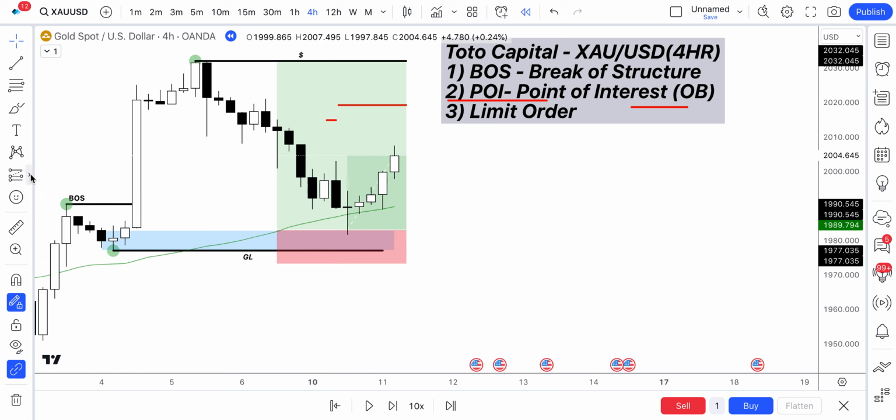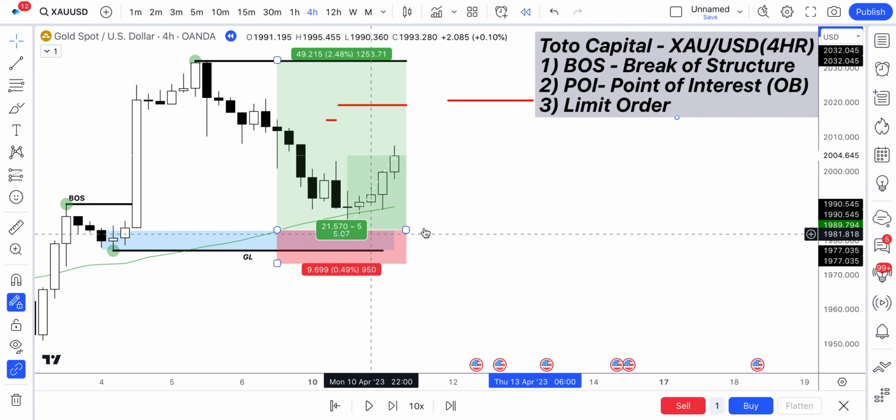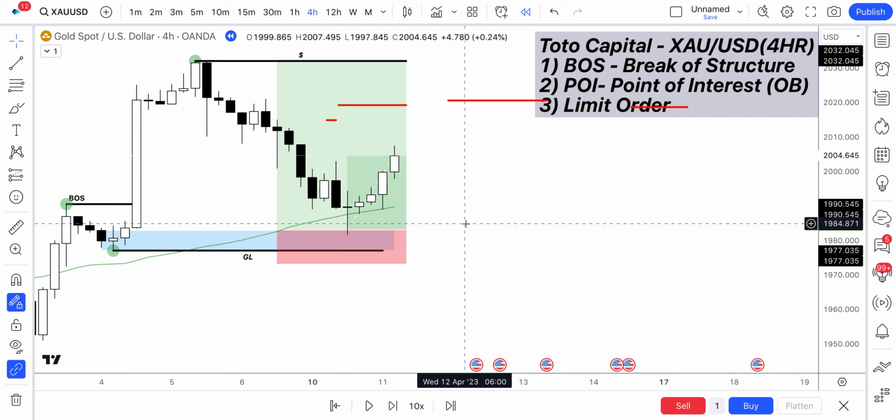Okay, so you can literally see that price came down into our POI and literally tapped it to the decimal. Okay, that's why these POIs are extremely powerful and extremely important, and they are the only place that you want to be looking for a long trade.